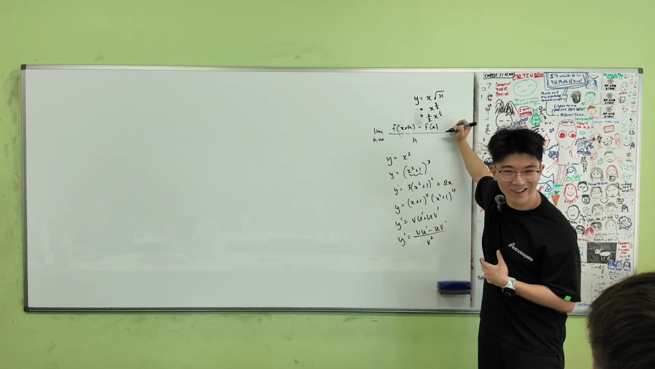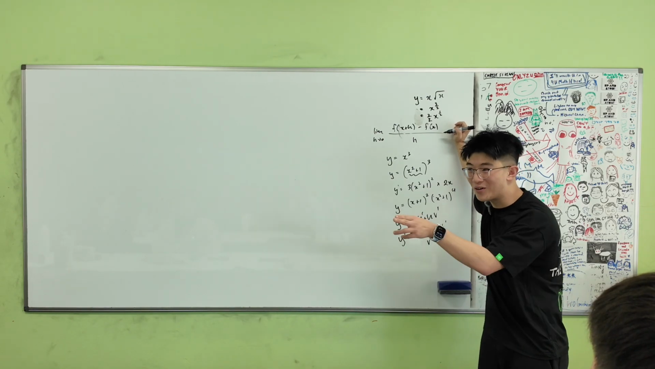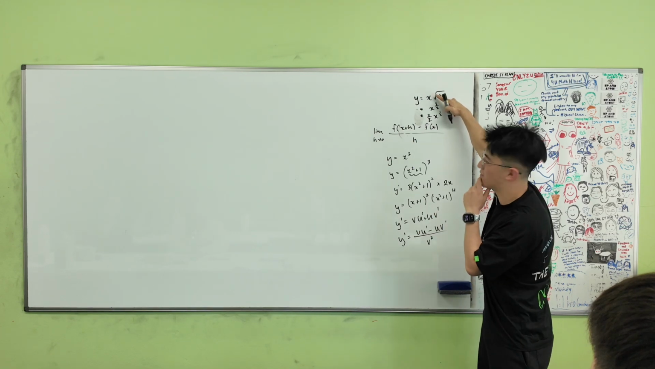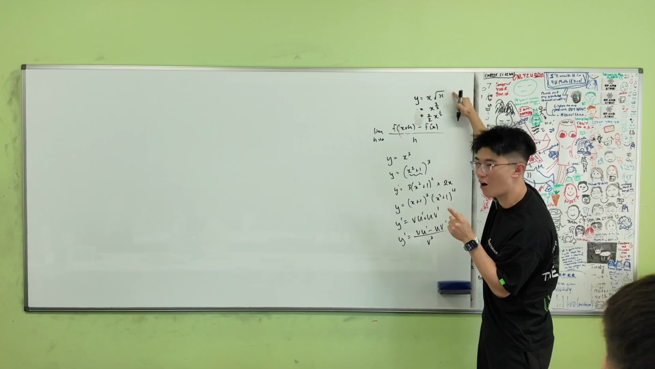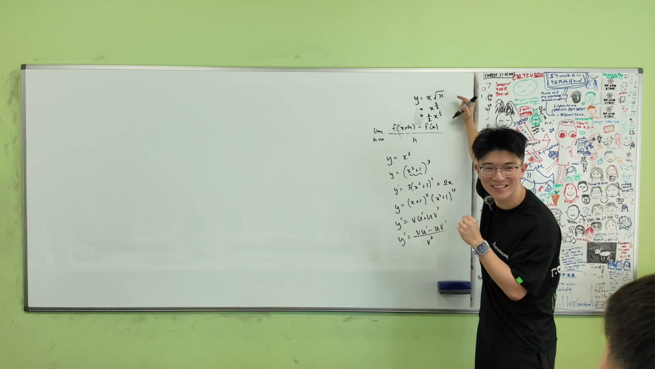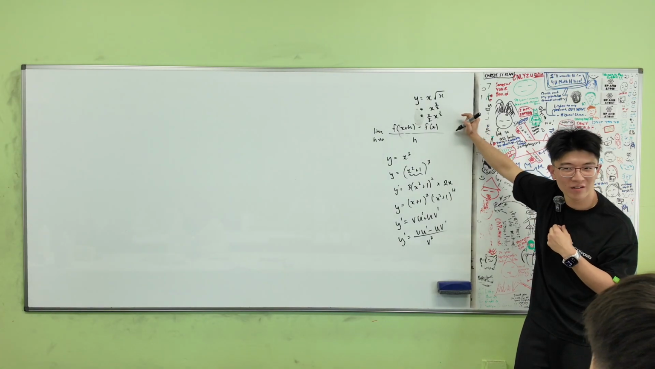What have I done wrong then? What am I talking about? x root x. I just rewrote it using index laws. So x to the 1 times x to the half. You know how root x is x to the half? And I added the indices. But what have I done wrong in my working out?